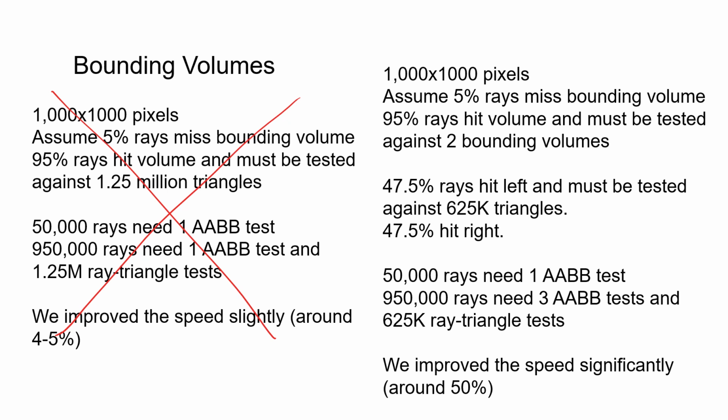So we can now see that 50,000 rays need to have one test only, and those that hit the root node will be tested against the left and the right-hand side, and then the triangles as appropriate. So 950,000 rays will need 3 axis-aligned bounding box tests against the root, the left and the right, and also 625,000 tests against the triangles. In this case, we've improved the speed significantly, around 50% speed up over just testing against the triangles themselves.